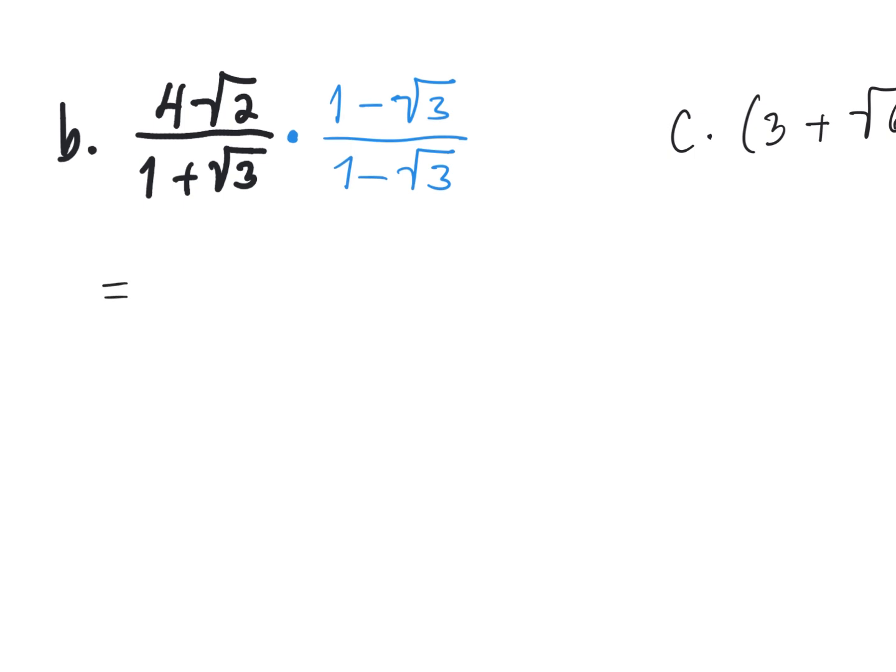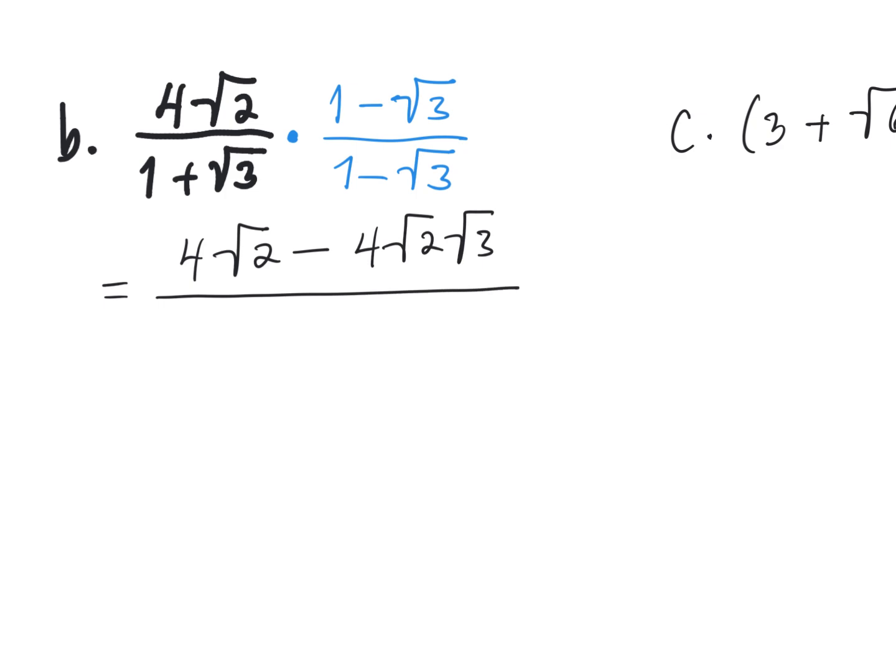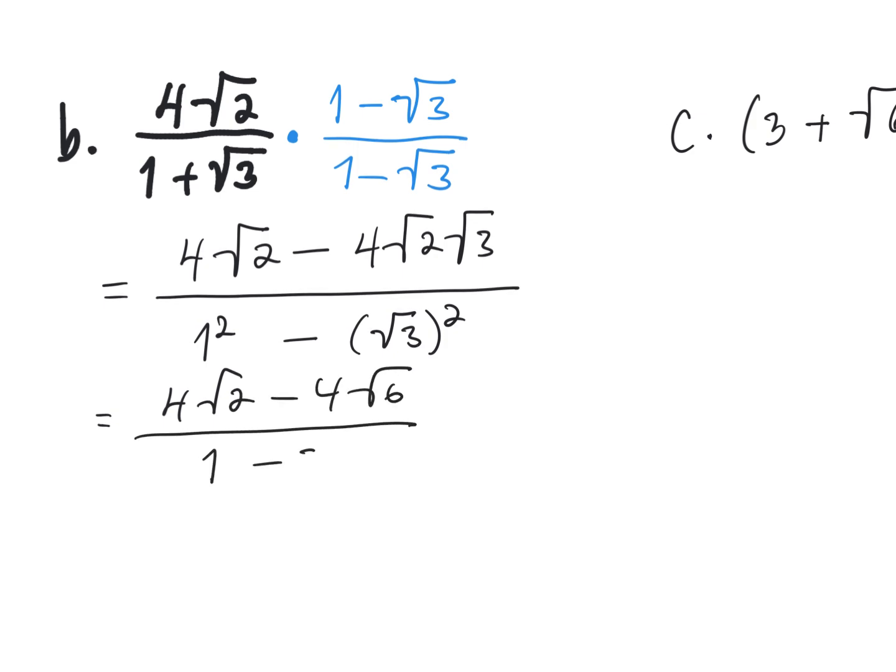So the numerator is going to give you 4 root 2 and then minus 4 root 2 and then root 3. Then we're going to have 1 squared. Then we're going to only have here root 3 squared. So this is going to give you 4 root 2 minus 4 square root of 6 all over 1 minus 3. So in here, it's going to give you 4 root 2 minus 4 root 6 over negative 2.